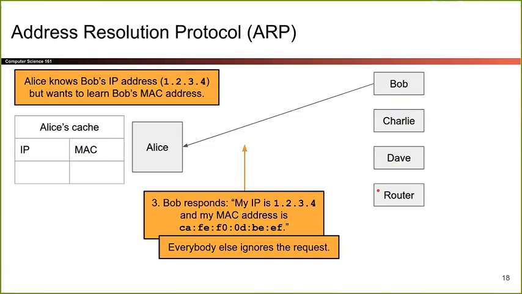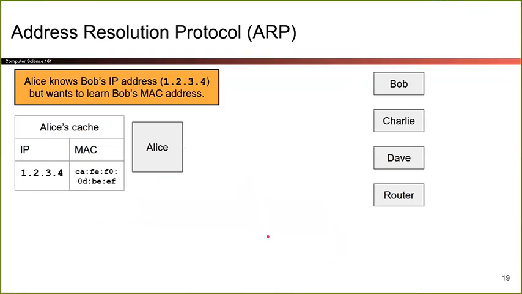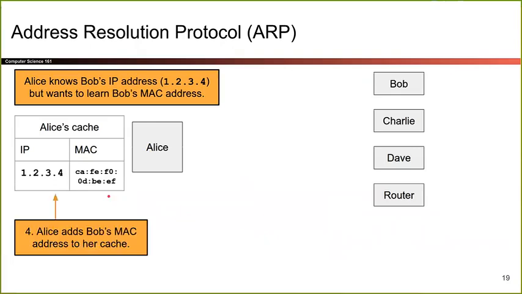So they see this request and they're like, that's not me, I don't care, so I'll ignore it. And Bob is the only person who answers. And now Bob answers with his MAC address. So Alice can now add to her cache and say, now I know that this IP address corresponds to this MAC address. And if she ever needs it again in the future, she can just look it up. So she doesn't have to repeatedly bother everyone.